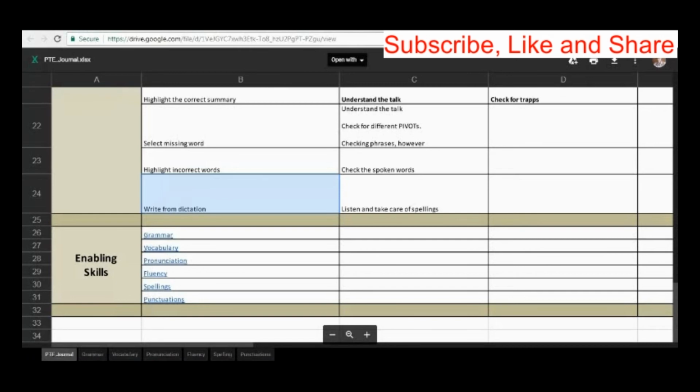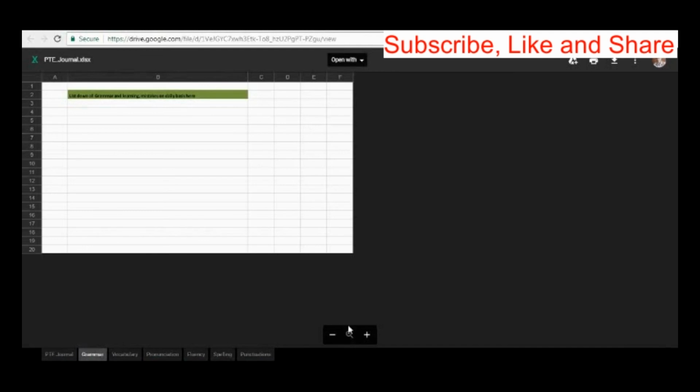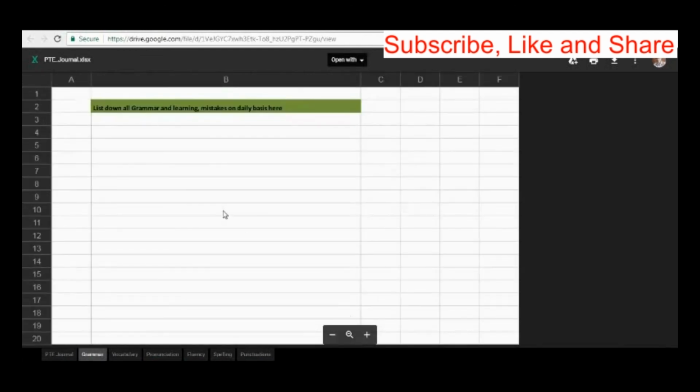Don't stress your mind by making so much conscious effort at exam time or any practice time. You need to write it down. Writing down your mistakes and your weak areas will definitely help you to overcome those areas. So based on these enabling skills, we have also created different tabs here. For each and every enabling skill we have provided separate tabs. So whenever you make any specific mistake related to grammar, you need to track it down.